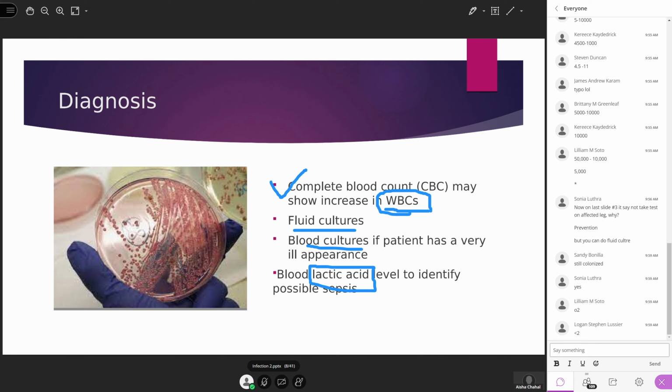Anytime the muscle is in shock, less than 2.2 is good. Anytime muscle is in shock and there is not enough oxygen in the body or at that tissue, then the lactic acid will be high, right? So lactic acid is one determining factor for sepsis, right?